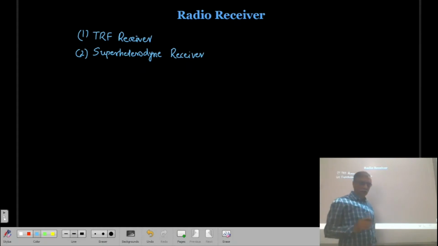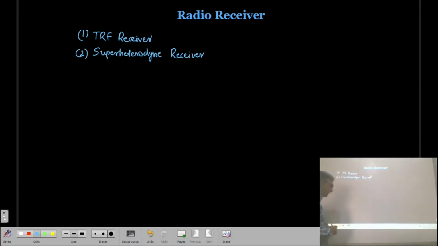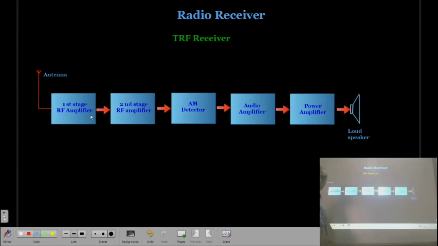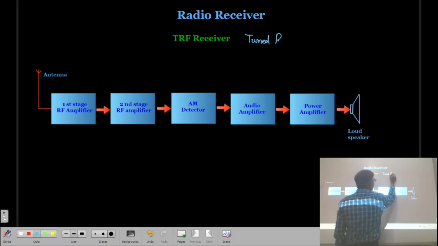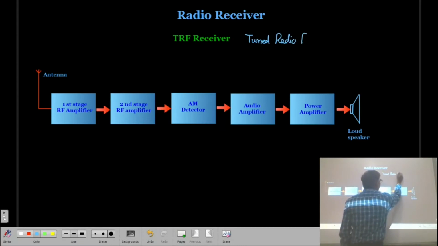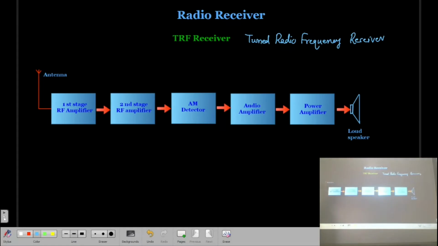Today in this video lecture we will see what is the TRF receiver. So let us see a block diagram for the TRF receiver. Okay. So what is the full form of the TRF? TRF means it is called a tuned radio frequency receiver. Tuned radio frequency receiver. So let us see how it is going to work.